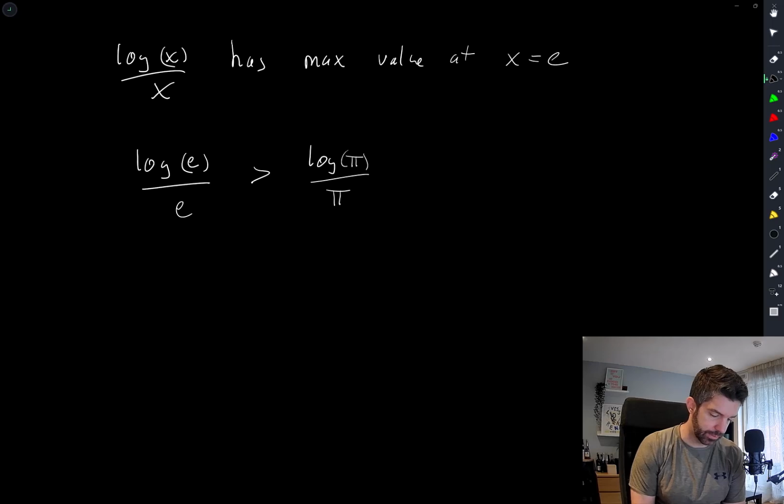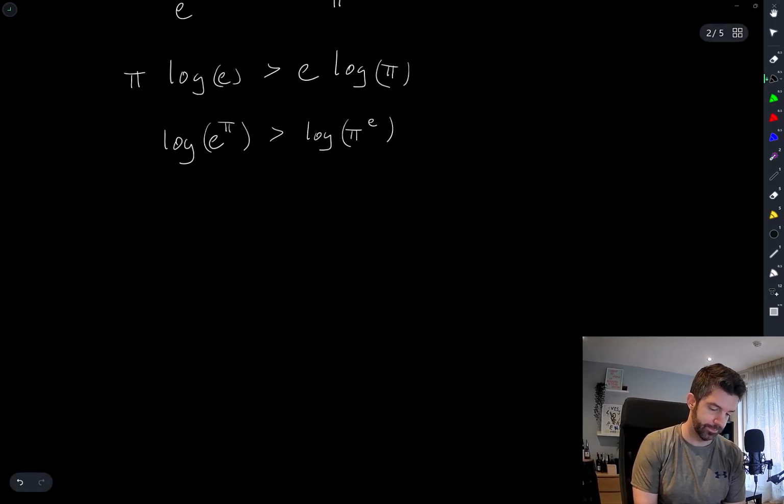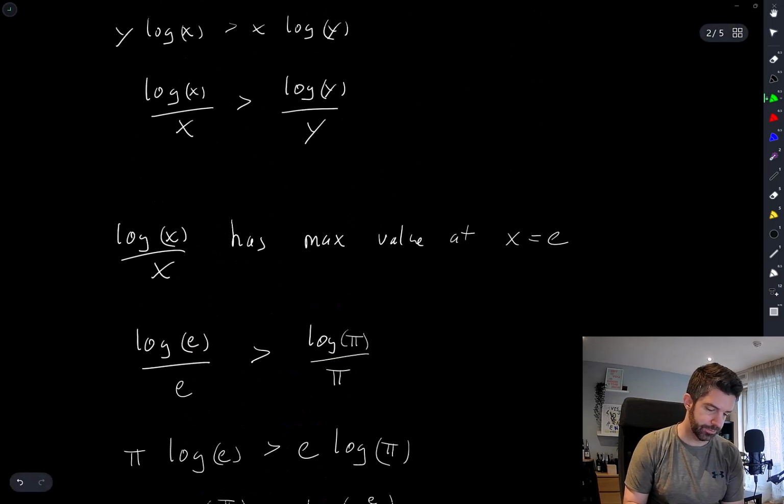So let's write this as pi log e is greater than e log pi. So log of e to the pi is greater than log of pi to the e. And so e to the pi is greater than pi to the e. There we go.